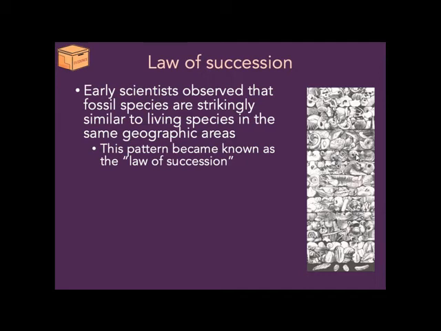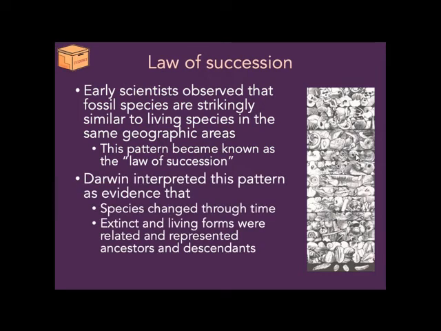And so this pattern of living things being similar to dead things in the same area was known as the law of succession. And so Darwin interpreted this pattern as evidence that the species had changed over time, that the fossils eventually became the modern species alive right now, right? But the fact that the species from the past and the present in the same area look more similar to each other than in another area gives you some evidence that the modern species are descended from the ancestors that were in the same place.